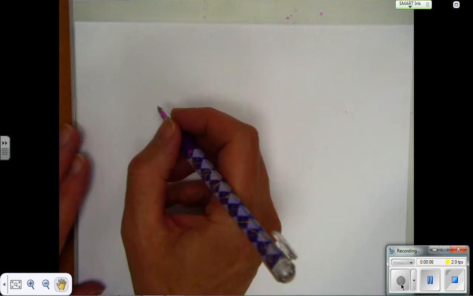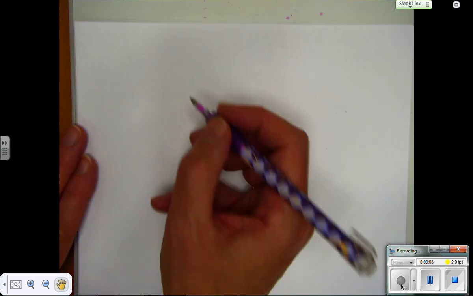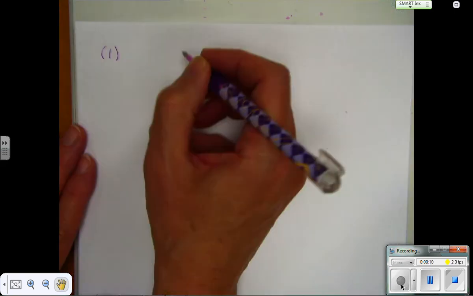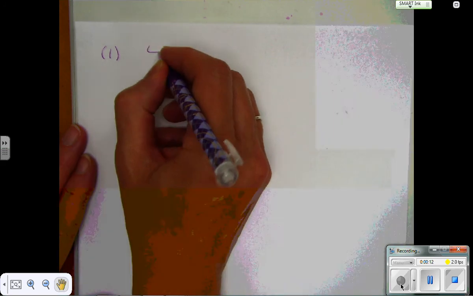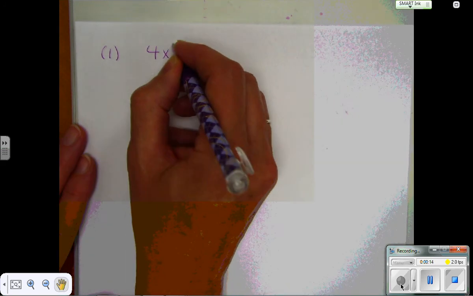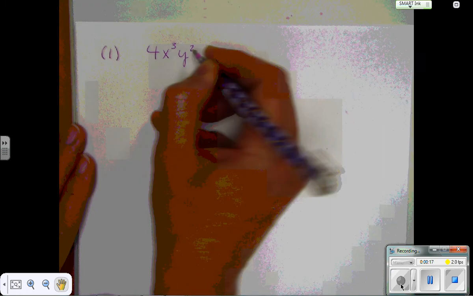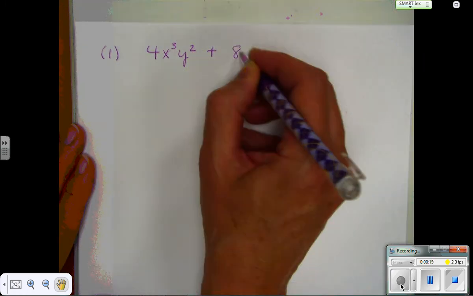Hello everybody. Okay, so today we're going to go over section 5.2, dividing polynomials. We're actually going to learn three different things about dividing polynomials. This first one is dividing with monomials, so it's going to be easier than the other two methods.